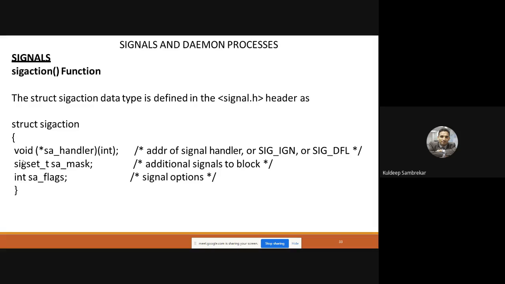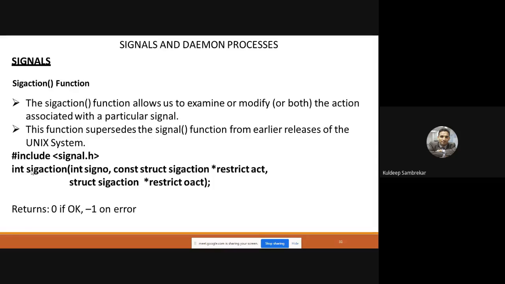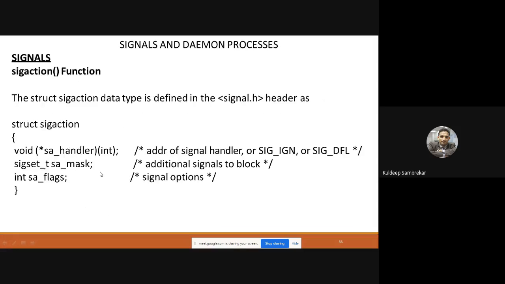On similar lines, if the SA_FLAGS value is SA_NOCLDSTOP, it means that if the signal number is SIGCHLD, it does not generate this signal when a child process stops. This is what I'm talking about here. If this is the signal number SIGCHLD and this argument is SA_NOCLDSTOP, CLD stop is child stop, then it does not generate this signal when a child process stops. So whenever a child process stops, the signal will never be generated. And the third value for SA_FLAGS is SA_SIGINFO.